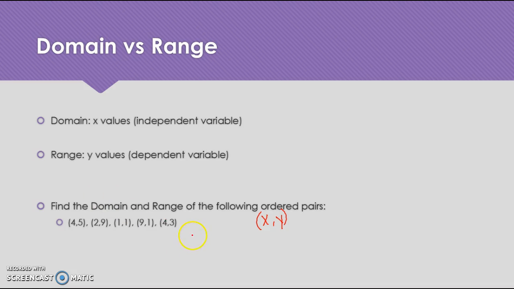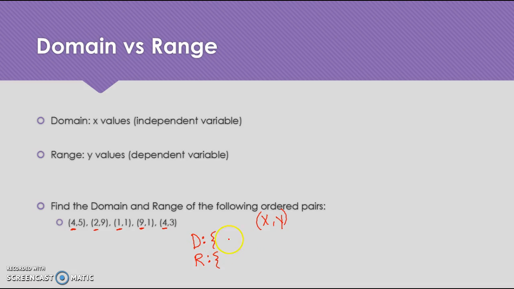The way I do that, I'm going to have a capital D for the domain, a capital R for the range, and then I'm going to use the squiggly brackets, or little curly brackets. The domain is x values. So I'm going to look at my x values. I've got 4, 2, 1, 9, and 4. All I'm going to do is list those in numerical order.